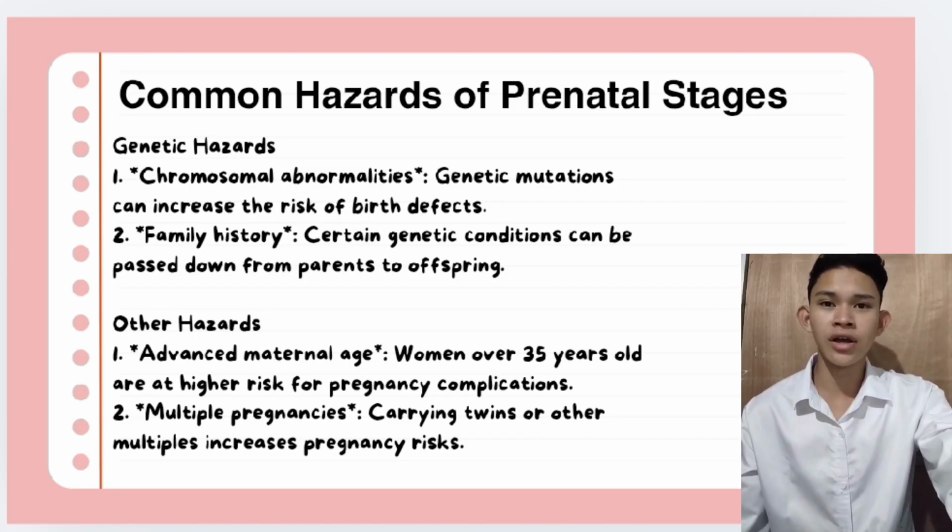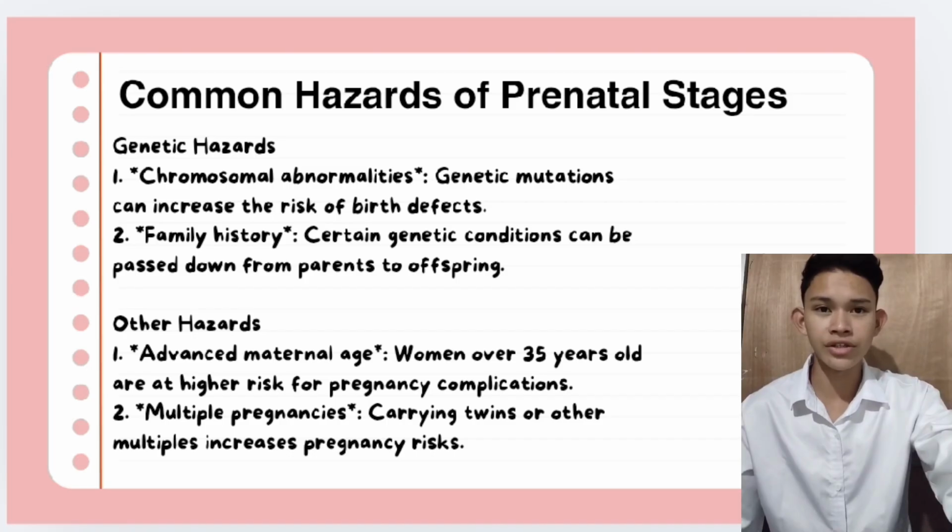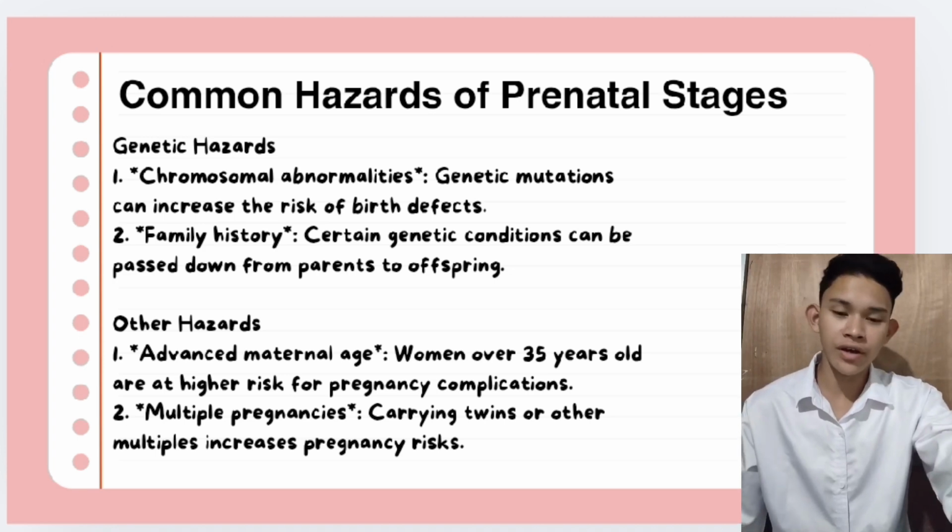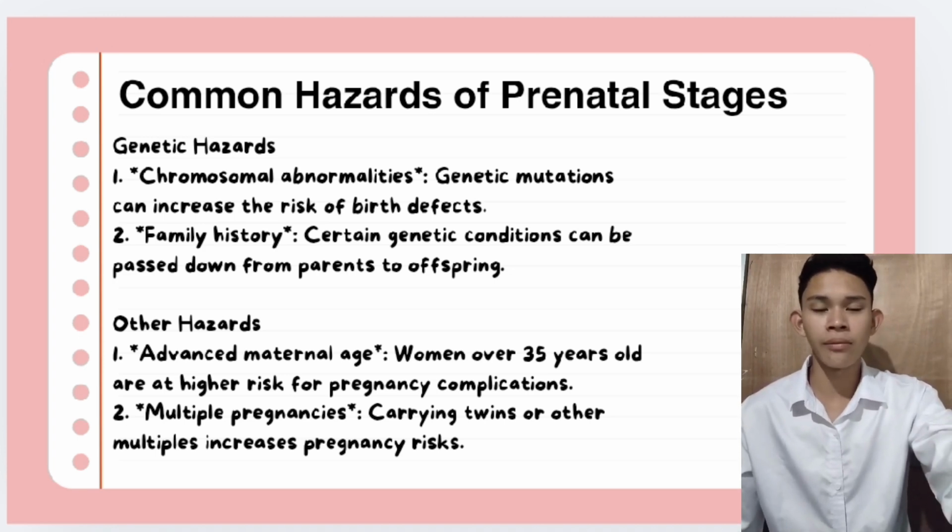And other hazards: aside from environmental, maternal, and genetic risks, other factors can contribute to complications. Advanced maternal age, particularly pregnancy after the age of 35, carries a higher chance of complications. Multiple pregnancy, such as twins or triplets, can also demand more medical attention due to increased risk.